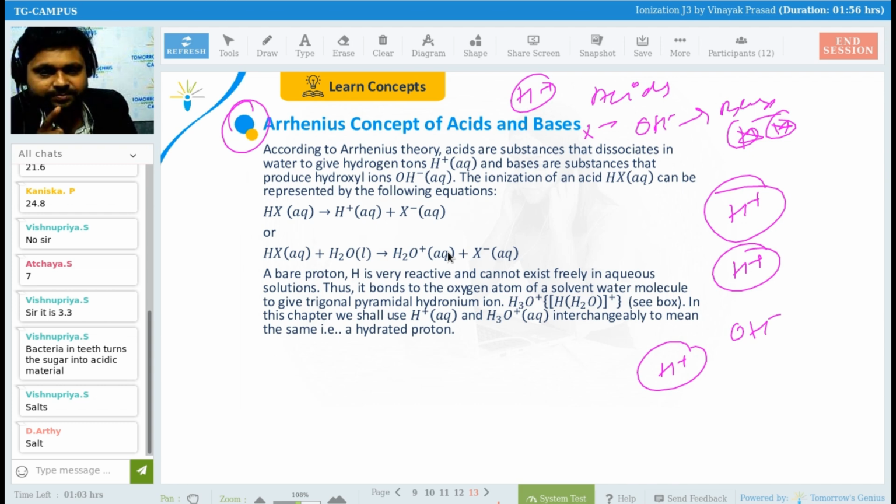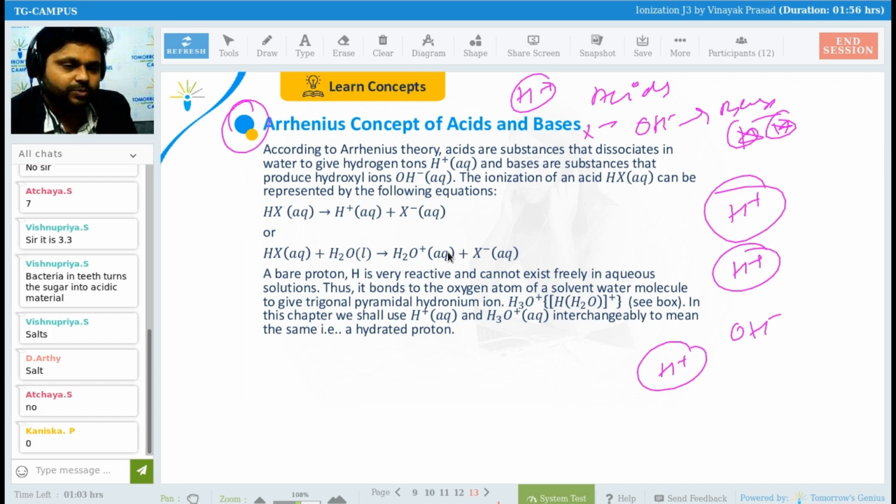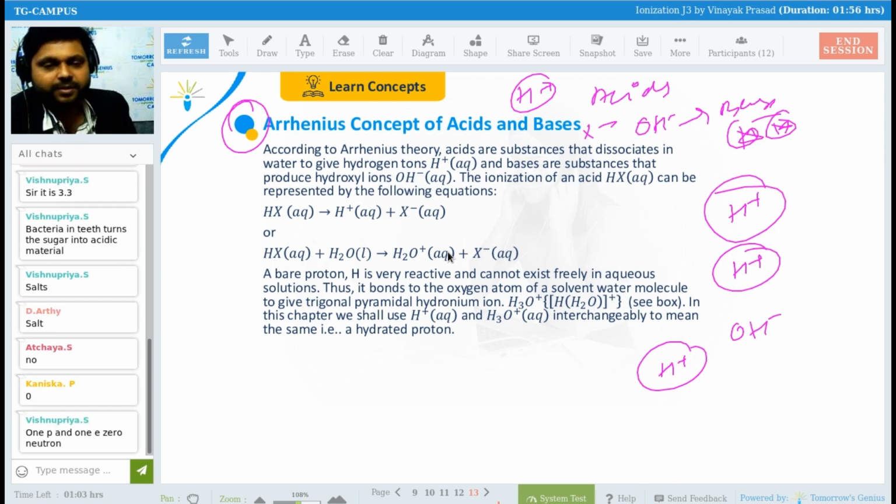Hydrogen has one electron, one proton, right? And how many neutrons, guys? Nobody is answering. Zero. Yes, very good answer. So guys, if a plus charge is there, it means that hydrogen has lost its one electron and only the proton is left with the hydrogen, right? So what will happen if its proton is given?